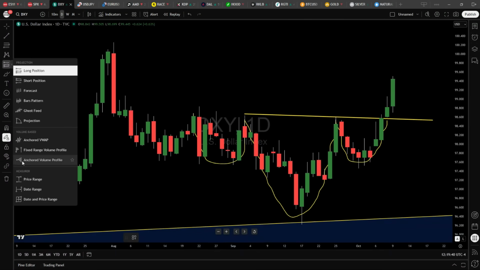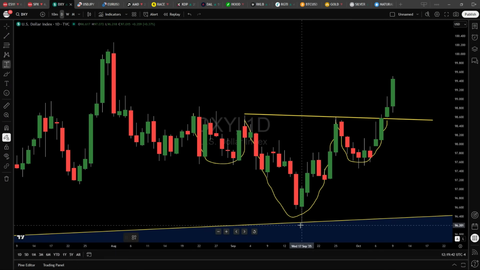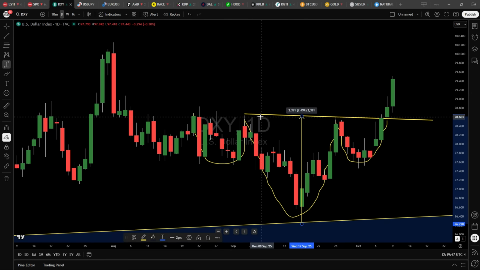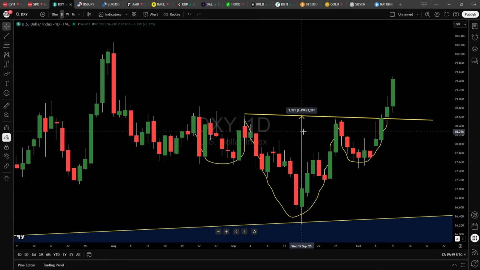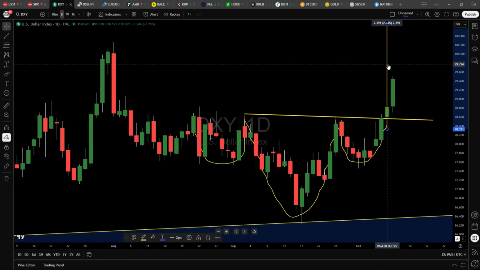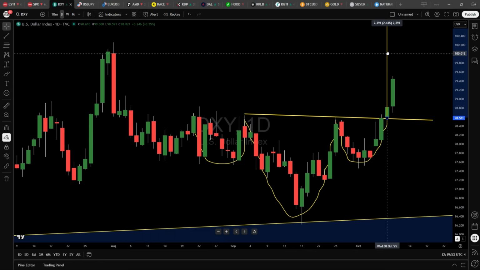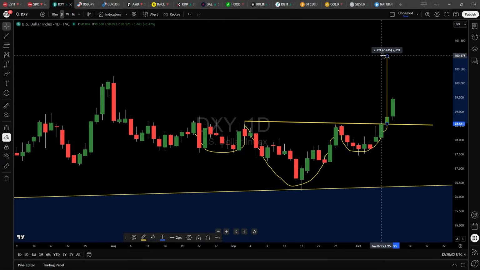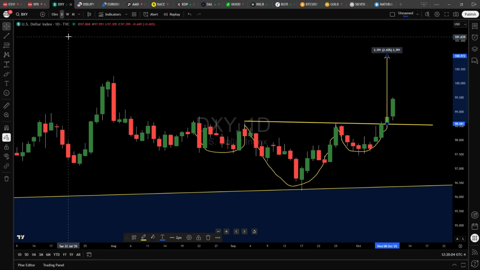Now, where's the target on the dollar here in the near term? To do that, what we do is a simple measurement here. We take the low of the head, we drag it up to the neckline. This is called the neckline of the head and shoulders, or inverse head and shoulders, and we do a measurement from the breakout point. So from this point where we broke above the neckline, we do that same measurement, and that takes us to a price point of about 101 on the DXY.